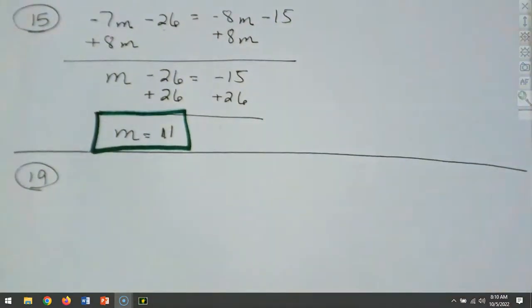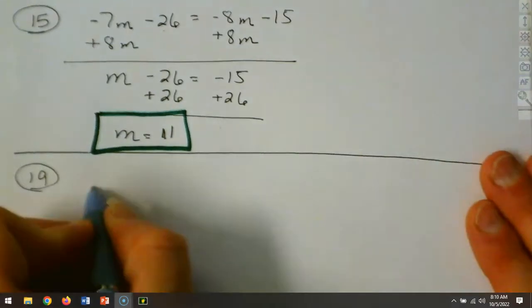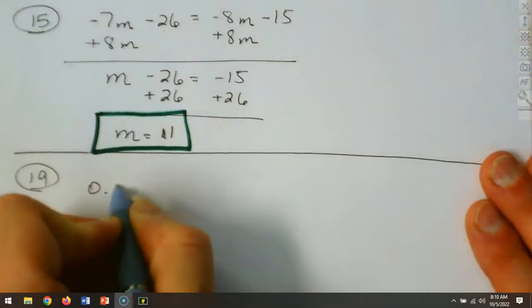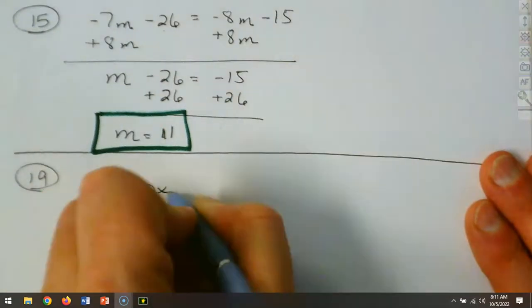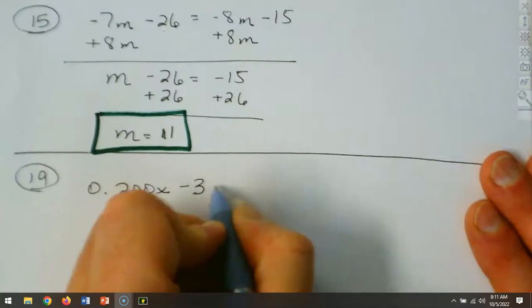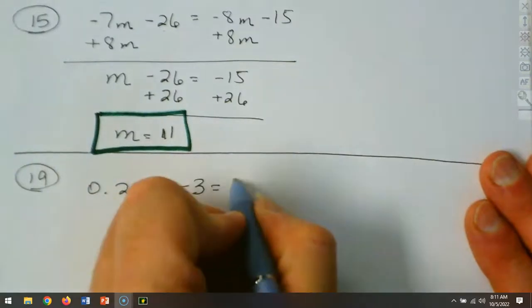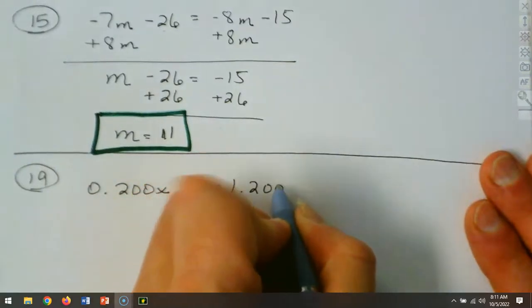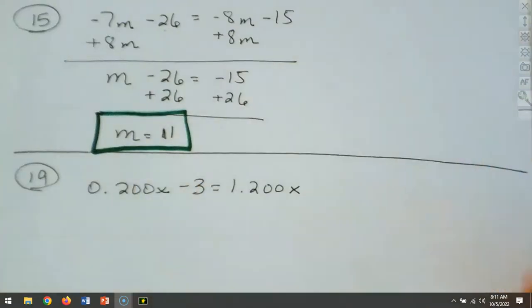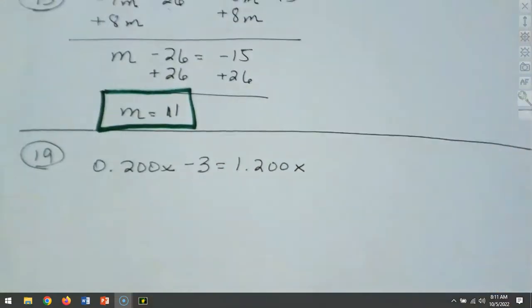Okay, let's look at 19. But yeah, what you want to do is you want to make sure that the numbers go to the right. Variables stay on the left. So let's look at 19. 0.200x. And we've got a minus 3. And that's going to equal 1.200x.